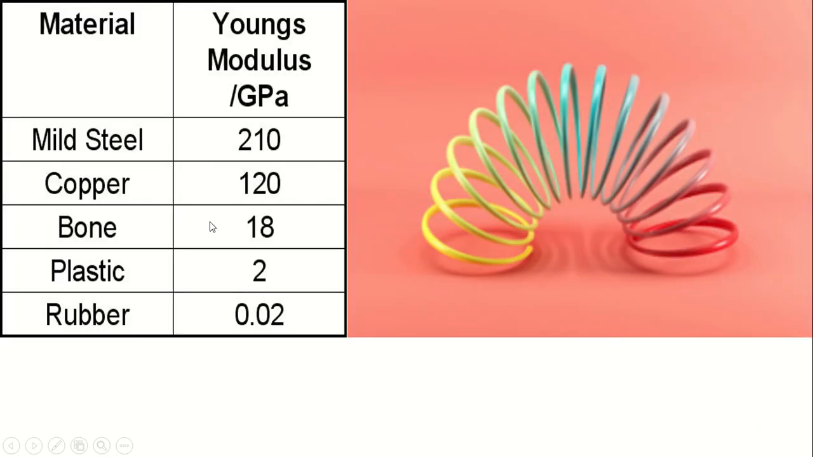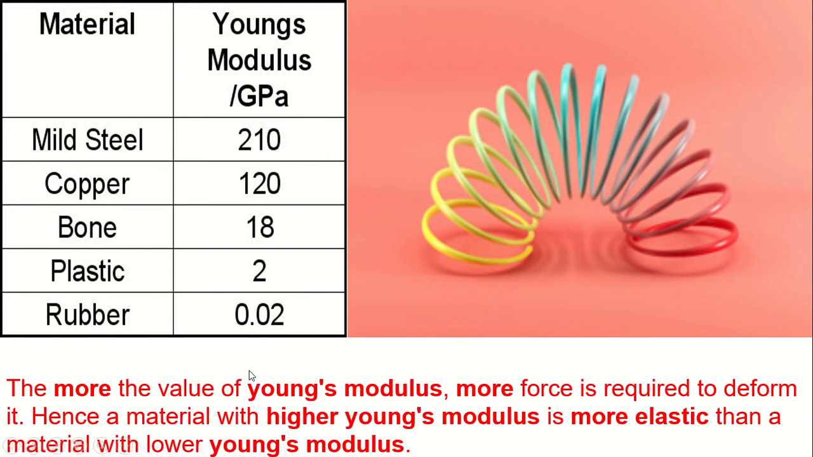Here is a chart which shows Young's modulus of different materials, calculated in the unit of gigapascal. Here you look, the Young's modulus is highest in the case of steel, mild steel, and it is the least in the case of rubber. So what does it mean? The more the value of Young's modulus, the more force is required to deform it. Hence, a material with higher Young's modulus is more elastic than a material with lower Young's modulus.